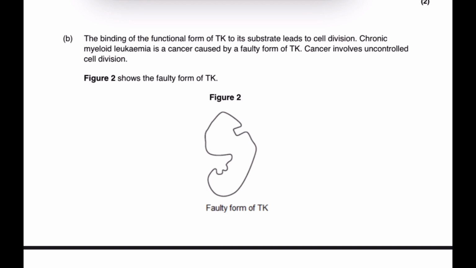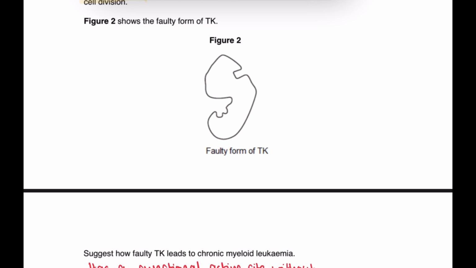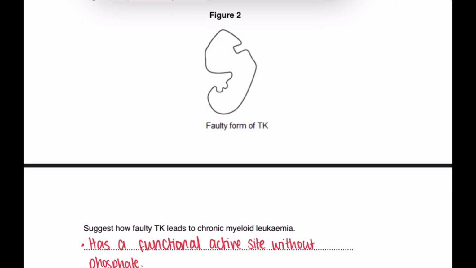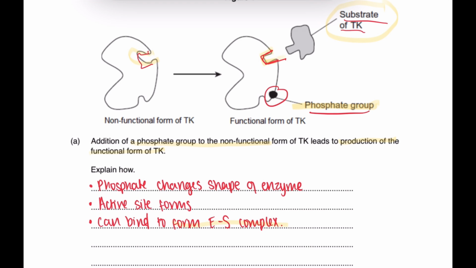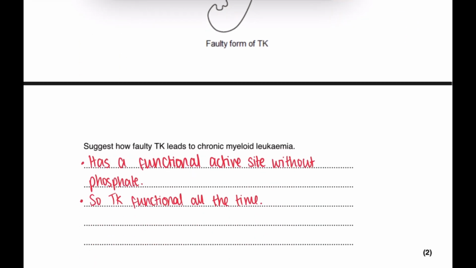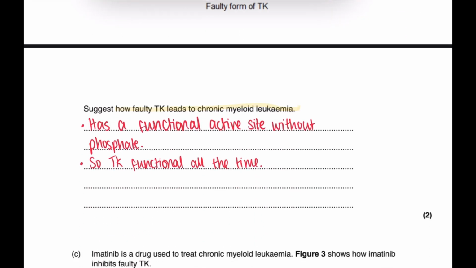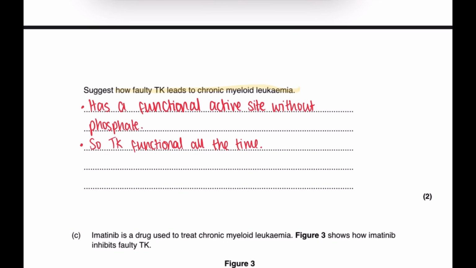B. The binding of the functional form of TK to its substrate leads to cell division. Chronic myeloid leukemia is a cancer caused by a faulty form of this TK. Cancer involves uncontrolled cell division. Figure 2 shows the faulty form of TK. You can see over here that this part is already the active site shape that we need. So explain how this faulty TK leads to chronic myeloid leukemia.